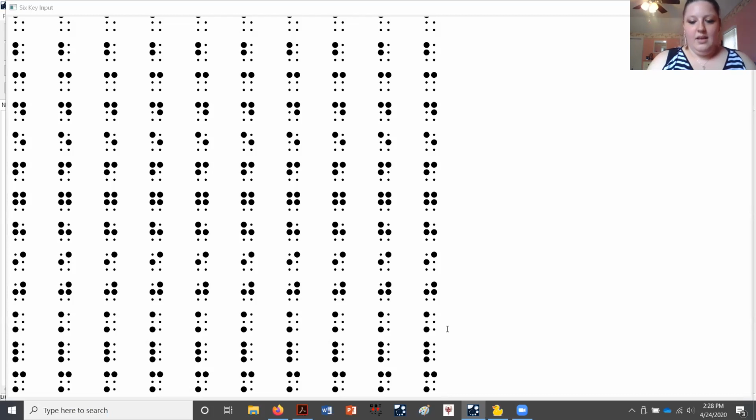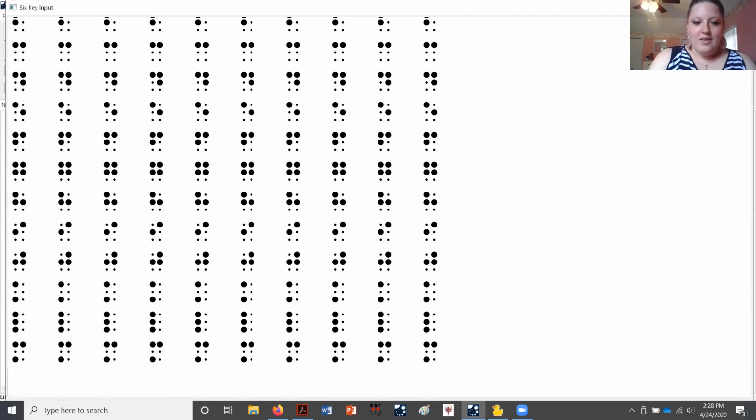All righty. Okay, so the letter N is dots 1, 3, 4, 5. It's a combination of those. On the keyboard, the letters are F, S, J, K. And on the Braille writer, it's your left pointer finger, your left ring finger, your right pointer finger, and your right middle finger, all at the same time. Let's write that out 10 times each.